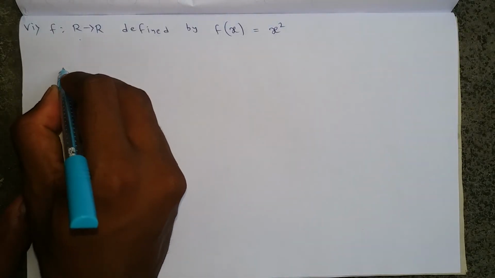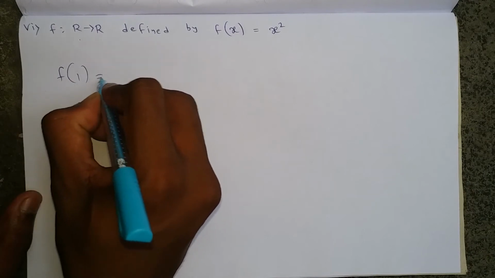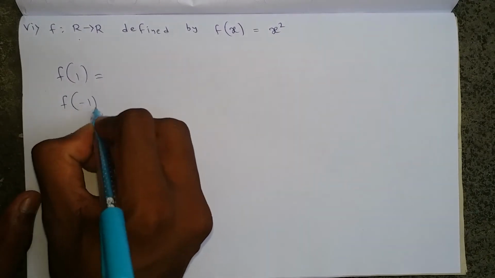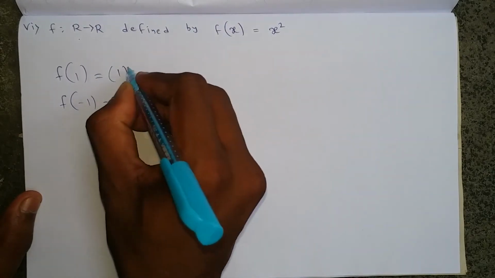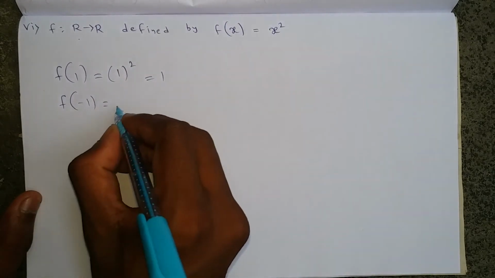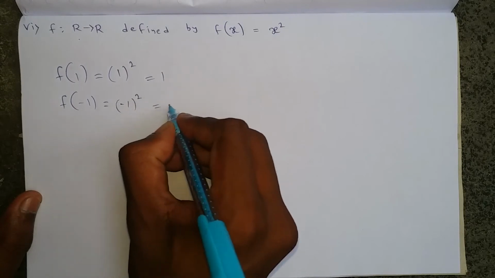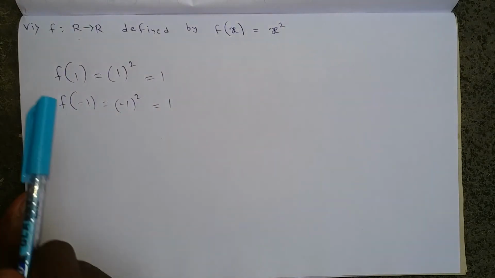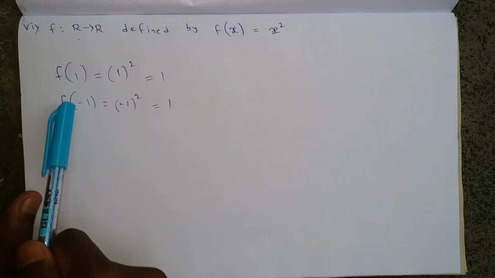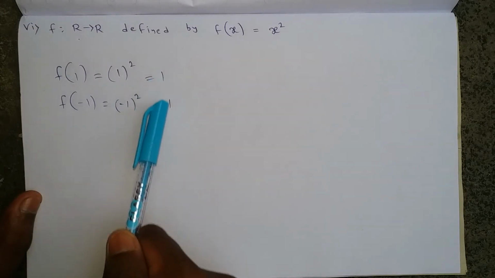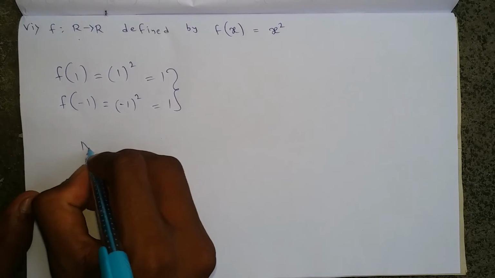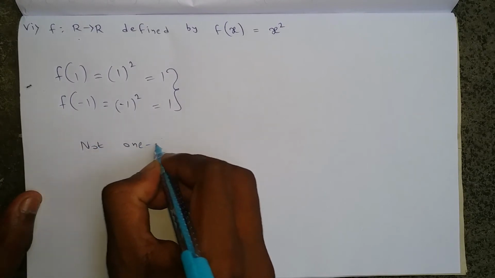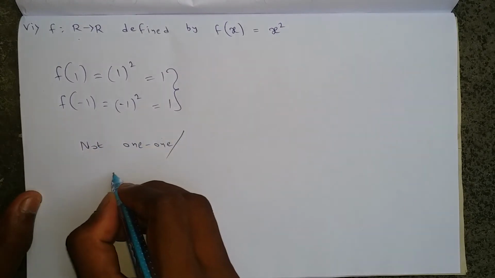So first I will take one positive number, that is f of 1. Then I will take one negative number, f of minus 1. F of 1, in the place of x, 1 square is equal to 1. In the place of minus 1, square is nothing but plus 1. So two different elements when we substituted, we got the same image 1. So we can conclude this is not a 1 1 function or injection.